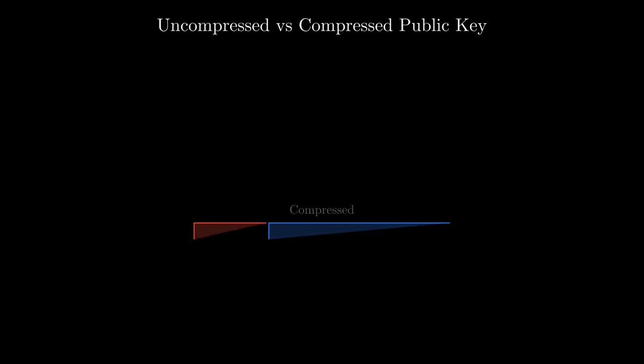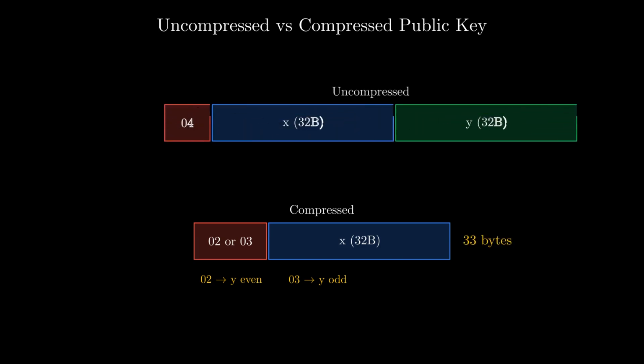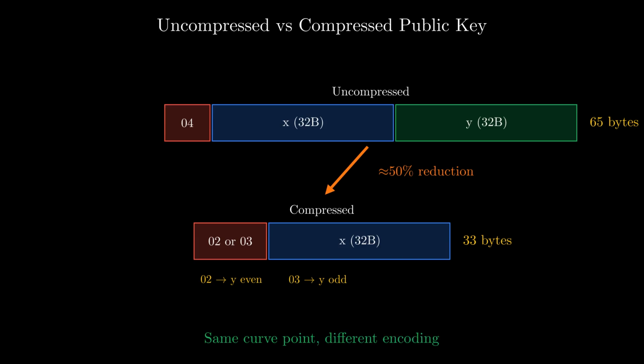Compressed public keys store just the x coordinate plus a parity indicator. Prefix 0x02 means y is even. Prefix 0x03 means y is odd. Total size, 33 bytes instead of 65. The math is identical. The underlying point on the curve hasn't changed. Anyone receiving a compressed key can recompute y from x using the curve equation and the parity bit. Compressed keys are not a different key. They're a different encoding of the same cryptographic object.